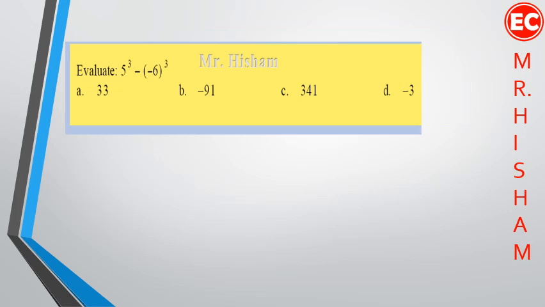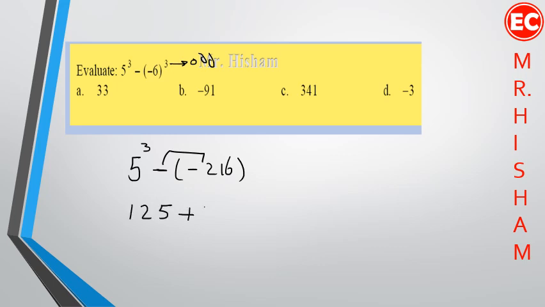5 power 3 minus negative 6 to the power of 3. Power is odd here, so I'm going to keep the negative. So it's 5 power 3 minus negative 6 to the power 3 is negative 216. Negative by negative is positive, so it's 125 plus 216, which is equal to 341. So the right answer is C.